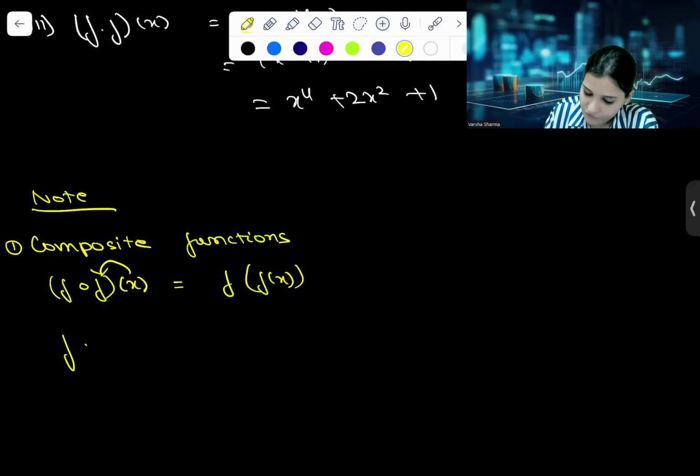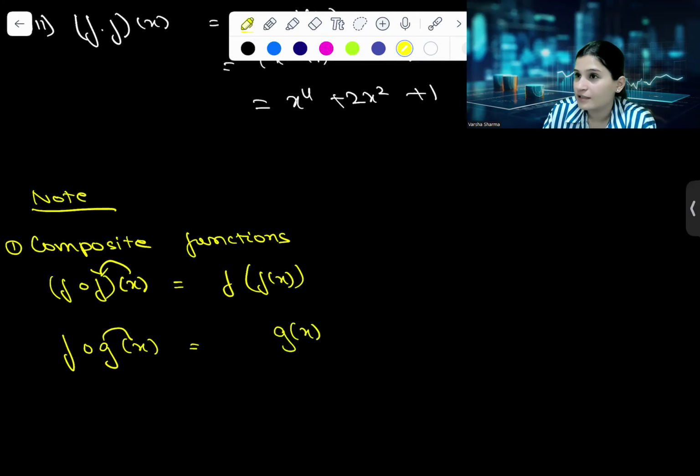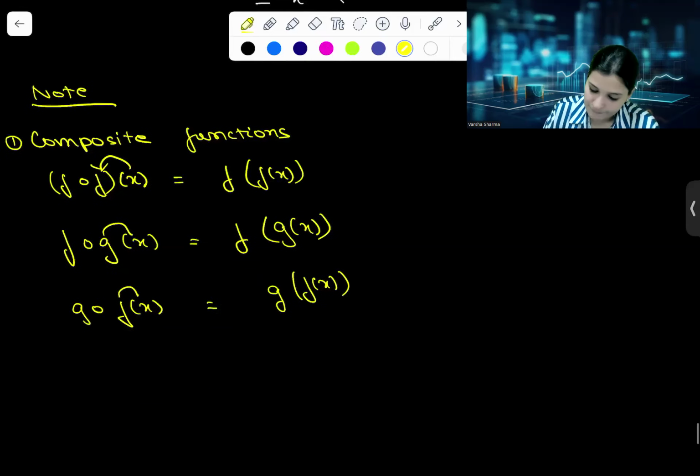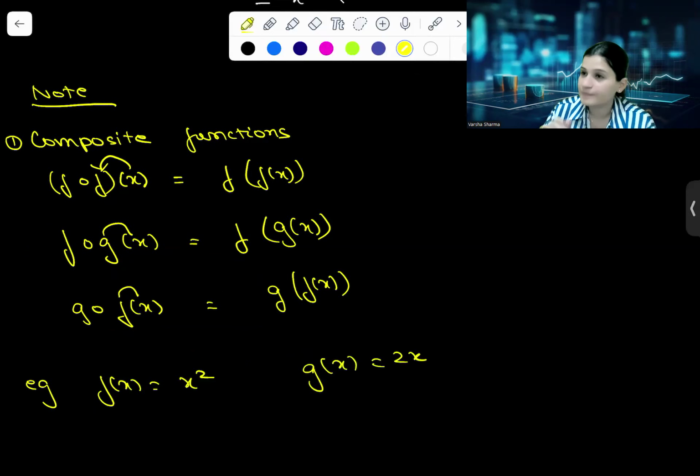If the question would have been f composite g of x, then first g will go there. First we will find g of x. Whatever answer I get will then be put in f. If it would have been g composite f of x, we will first calculate f of x. The answer that I get, I'll put it in g. Understood? Example: f of x is x square, g of x is 2x.